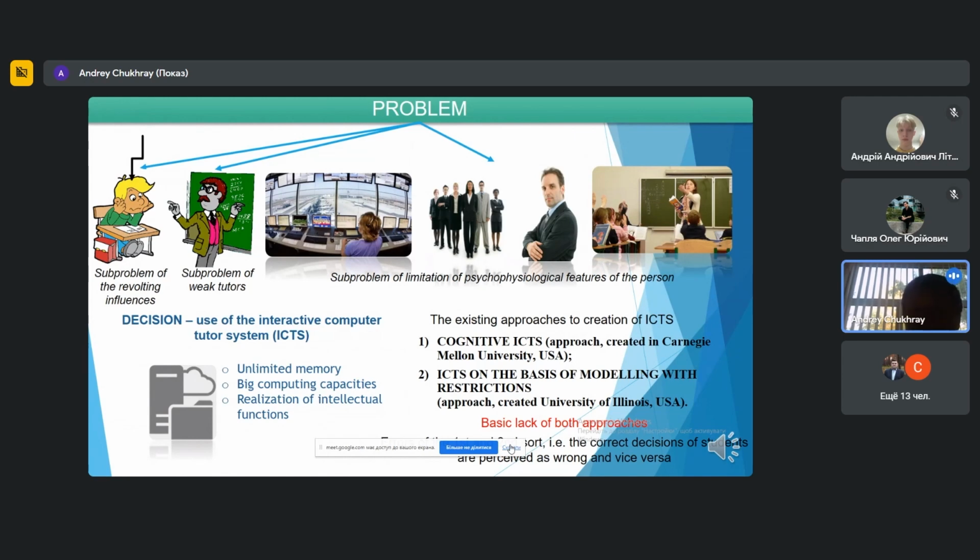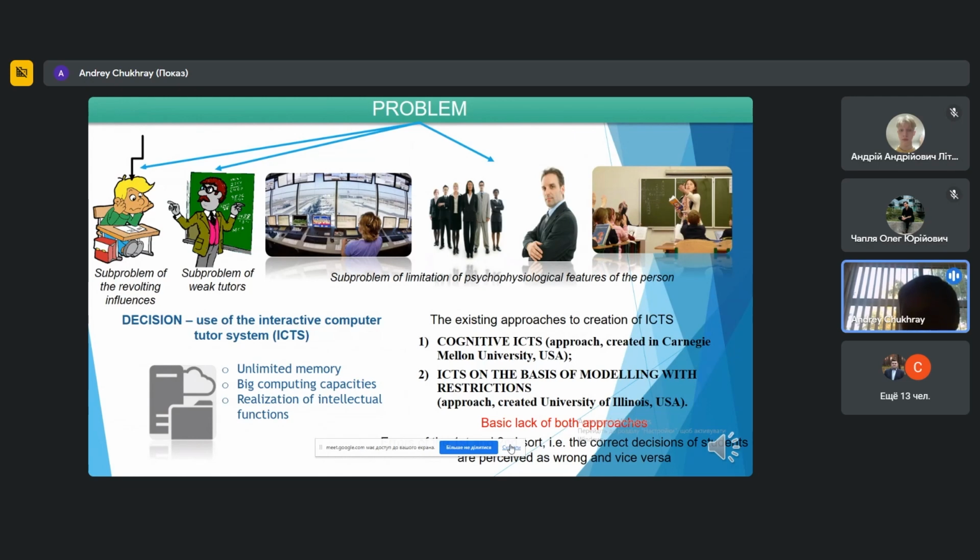What is the output? The decision is the use of interactive computer tutor systems or intelligent tutoring systems because they have unlimited memory, big computing capacity, and they may implement the intelligent or intellectual functions of a better teacher, better professor, and so on. And there are some famous, all over the world existing approaches to creating such intelligent tutoring systems.